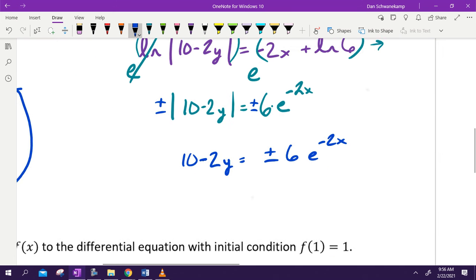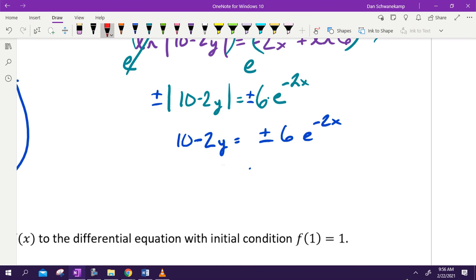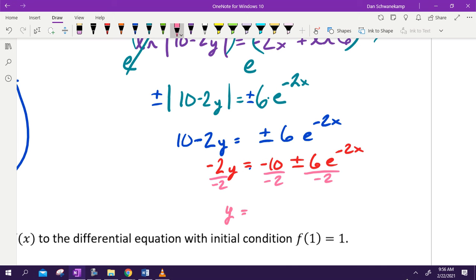Aiden H, what am I getting rid of next? The 10. How do I get rid of it? Let's subtract 10. What else do you want to do? Yep. So he's got negative 10 plus or minus 6 e to the negative 2x. He also said we can divide by negative 2. So divide by negative 2, divide that by negative 2, divide that by negative 2. So I get y equals negative 10 divided by negative 2 is 5, plus or minus 6 divided by negative 2 is negative 3, but it's already plus or minus, so who cares if it's negative, it's plus or minus. E to the negative 2x.